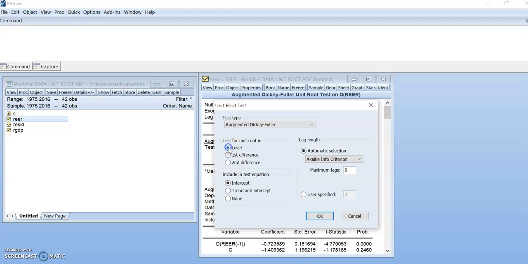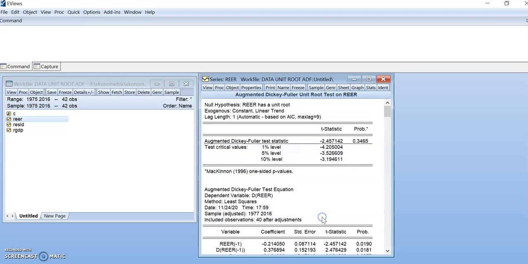Now you go back to level, then you change to trend and intercept. Don't change anything here, maintain AIC and lag at 9, then you click OK. As you can see here at level form again, with a constant and linear time trend for the AR model, the value 2.45 is less than 4.20, 3.5 and 3.1. So the REER is not stationary at level form. The probability is more than 5%, that is 34%.